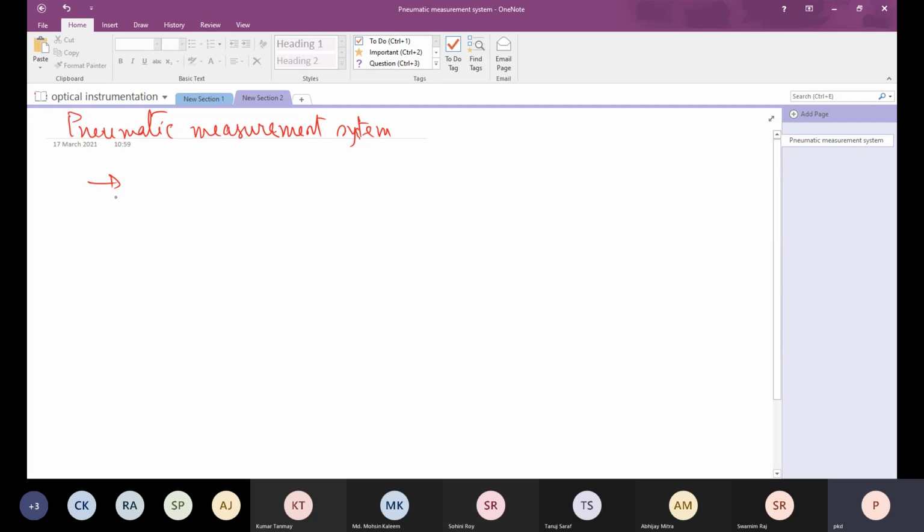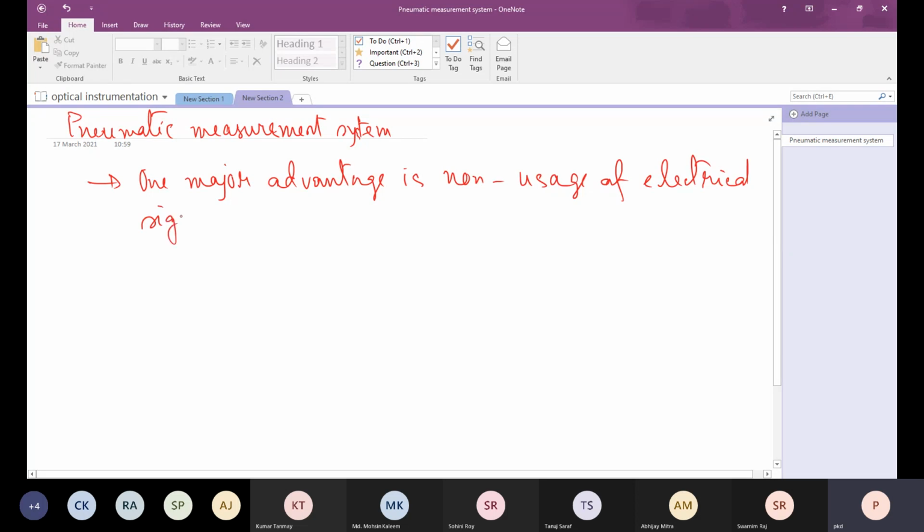The major advantage is that it does not need any electrical signal. So that is a major advantage. One major advantage is non-usage of electrical signals.